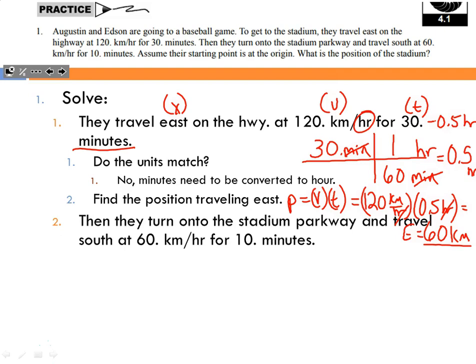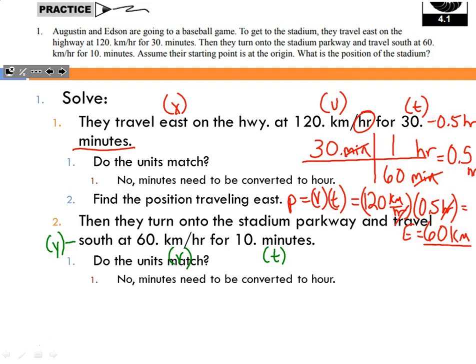Now we're going to look, and it says, then they turn onto the Stadium Parkway and travel south at 60 kilometers per hour for 120 minutes. So south is our direction, so we know this is our y. 60 kilometers per hour, this is our velocity. 10 minutes, this is our time. But then we've got to look, do the units match? They don't. We've got 10 minutes to an hour. So we need to convert our 10 minutes the same way that we converted up here, over 60 minutes, because there's 60 minutes in 1 hour. And then we're just going to multiply.